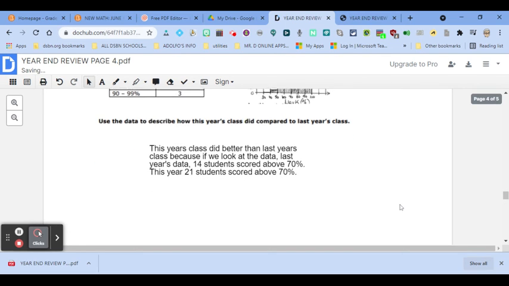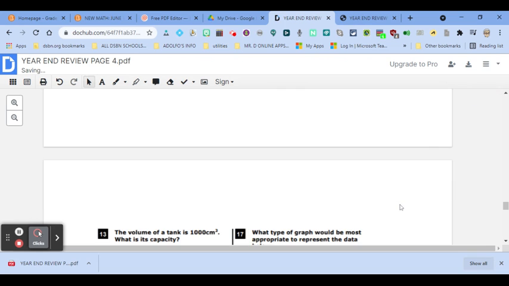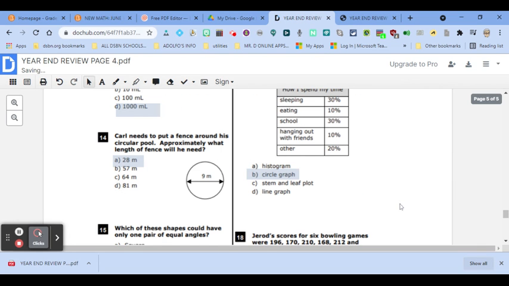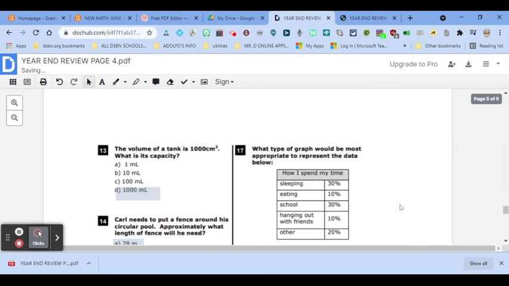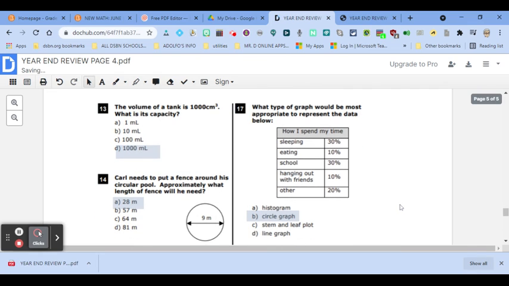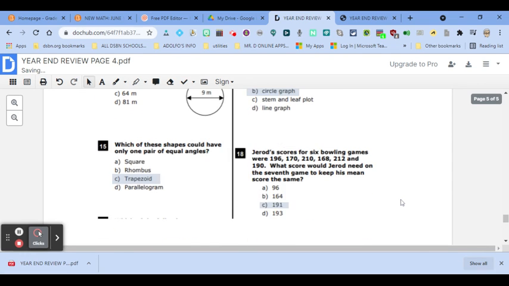Okay? And then I have my final answers, which are 13 is 1,000 milliliters, 14 is 28 meters, right? Because I'm looking there, that's the circumference, pi times diameter, right? 9 times 3.14 to get 28. And then 15, I have a trapezoid.